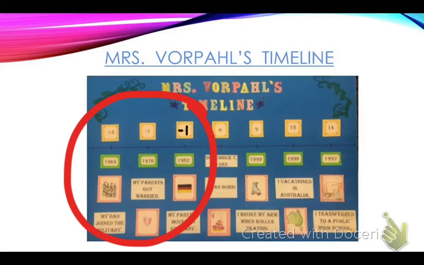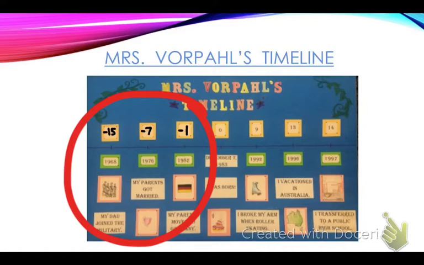What do you think that integer might represent? Okay, you are correct. It's 1 year before my birth. This one is -7. What do you think that represents? 7 years. 7 years before my birthday. How about this one? It's -15. 15 years. Very good. Okay, so all of these are talking about events that happened before my birthday.